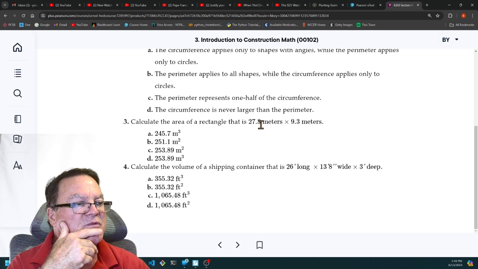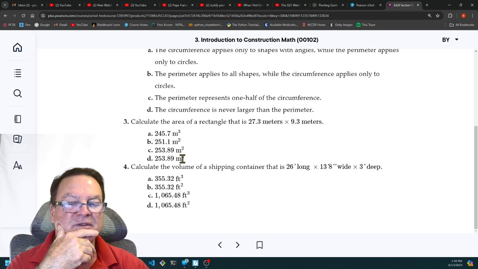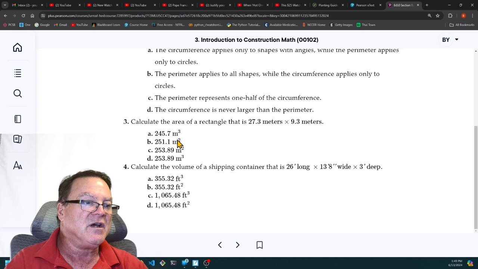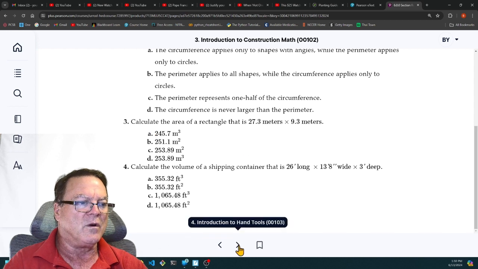Calculate the area of a rectangle. That's 27.3 meters times 9.3 meters. So we just multiply those together and find the square meter area of that rectangle. So we know it's not A and we know it's not D because they're doing cubic, and they're not asking us for cubic. They're asking us for area, which is 2-dimensional. So we'd have to find out what these would be. 3 times 3 is 9. Well, I'm not going to do it. Use your calculator and come up with an answer for 3 and 4.